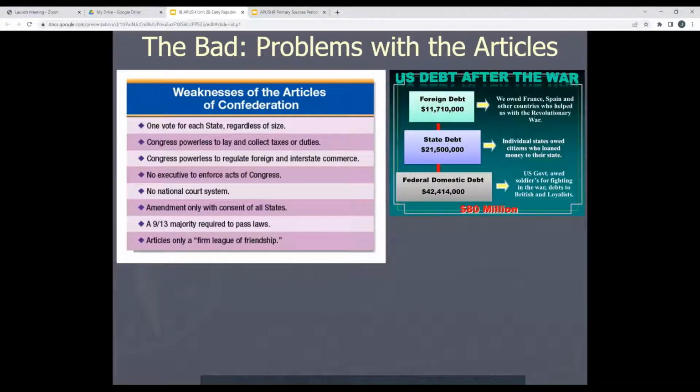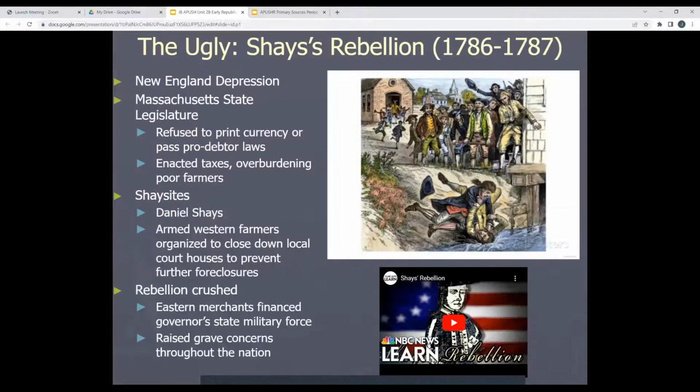All right, we're gonna handle this in another way, but yes, there is massive debt to consider. There's war debt. There's debt that existed even before the war. There are some issues. We will get into the bad on this, but I think what exposes the so-called weakness of the Articles of Confederation is, yes, Shays' Rebellion. So let's watch this clip from NBC Learn.